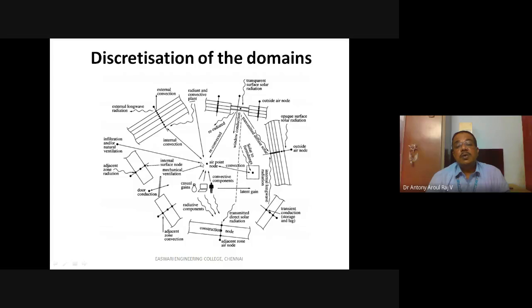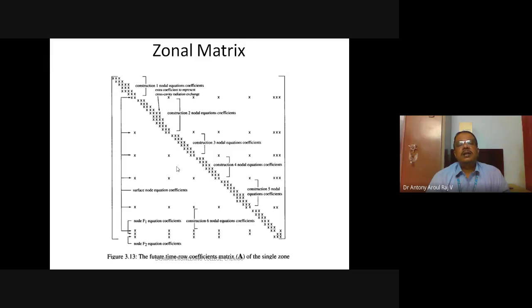Room: inside the room also we are maintaining it like a node. That will help us make the energy balance very easily. So that means all the building components I am converting into one-dimensional nodes. And so my zonal matrix is going to be like this.